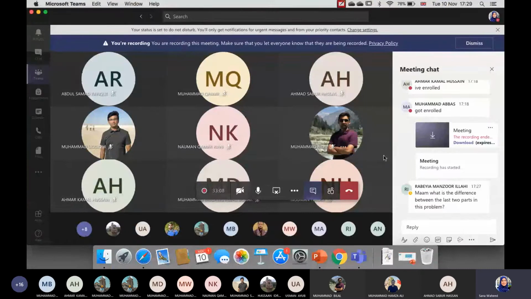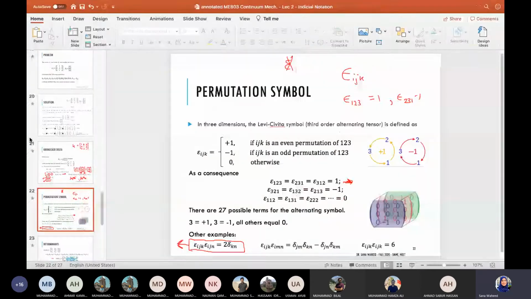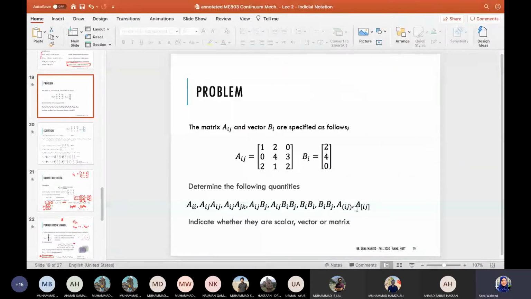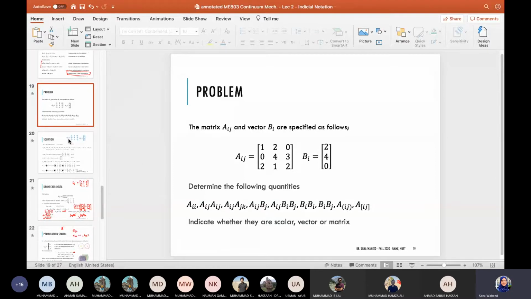What is the difference between the last two parts in this problem? Let's see. Oh, this one, Rabia. पीछे ना हमने अगर मैंने चेंज कर दिया होगा तो फिर ये गड़बड़ हुई होगी. Basically, we had looked at the symmetry of a matrix, and we saw how if you have any square matrix, या फिर if we have a second order tensor, then we can split it up into its symmetric and skew symmetric parts.